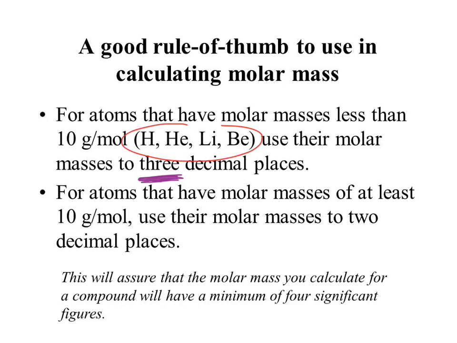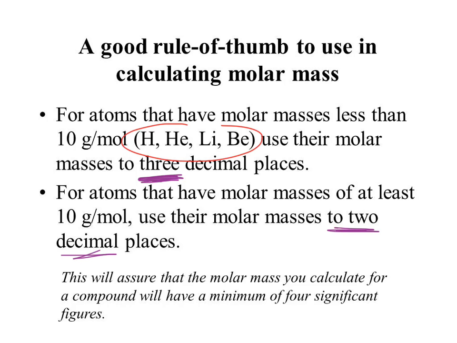For hydrogen, I go with 1.008. For helium, 4.003. For lithium, 6.941. And for beryllium, 9.012. No, you don't have to memorize those. When we get to boron after beryllium, it's 10.81. So that's how that goes. Things that are heavier, you can actually just go with 2 decimals.